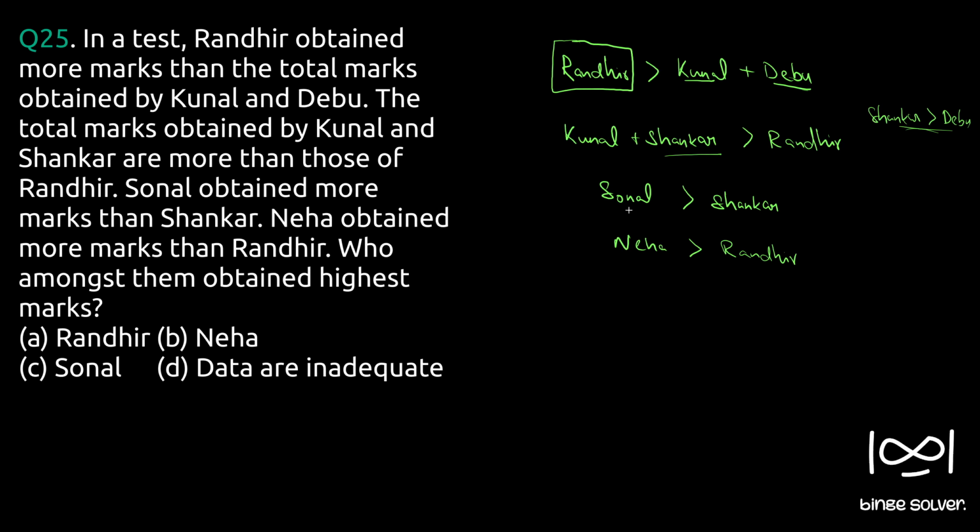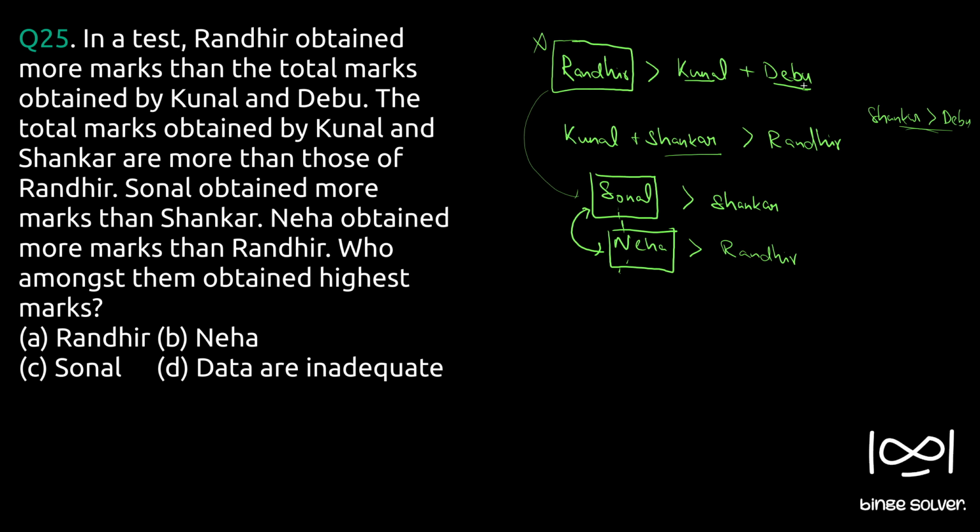But here it is given Sonal is greater than Shankar. So even if Randhir is greater than Shankar, it becomes irrelevant. Now Sonal is the greater person. Now we have to see whether Randhir is greater than Sonal. But it is given Neha is more than Randhir. So again, Randhir becomes irrelevant since Neha is greater than Randhir. These two people are the largest in the given information. So whether Sonal or Neha is the largest, we have to find out.